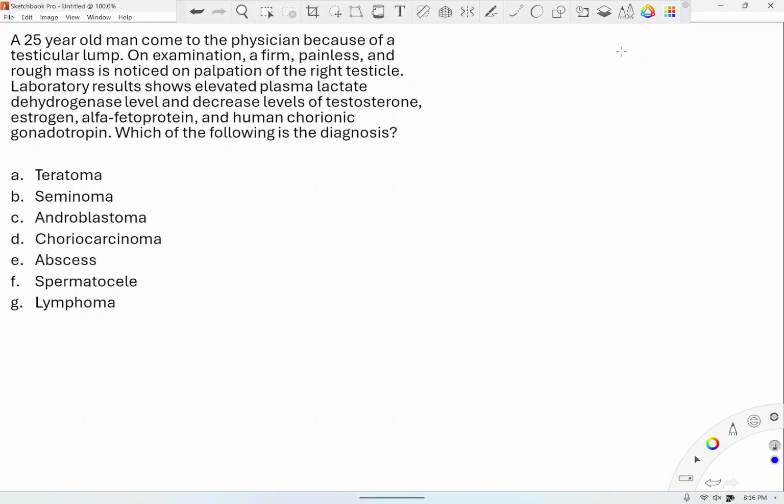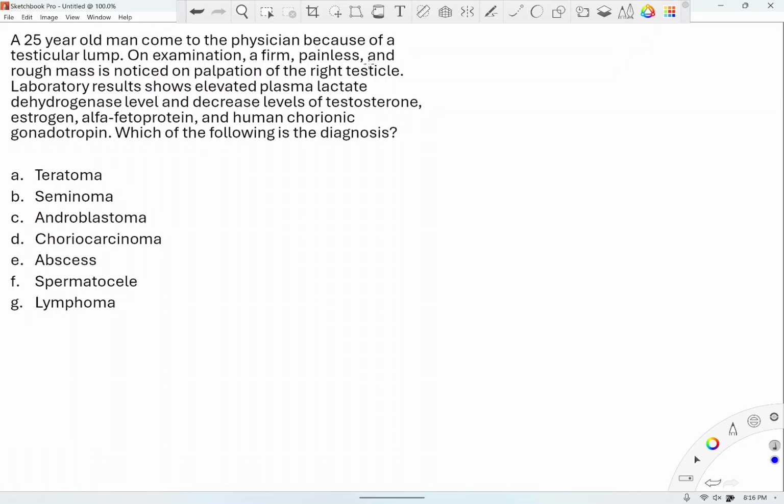A 25-year-old man comes to the physician because of a testicular lump. Now, this is not a scrotal lump. Remember, in the previous question it was a scrotal lump. There's a difference between this and a supratesticular lump. This is actually a testicular lump. The lump is in the testes, so you're going to have to think of cancer or abscess, something like that.